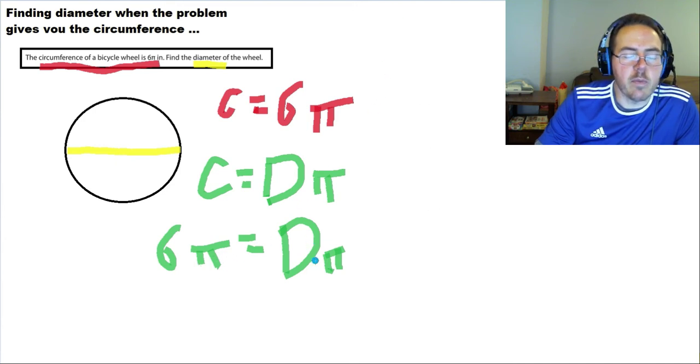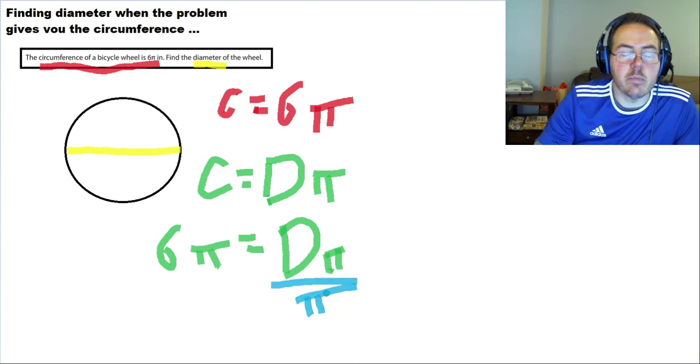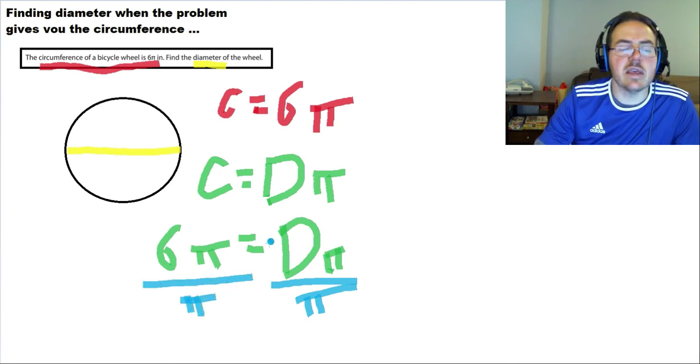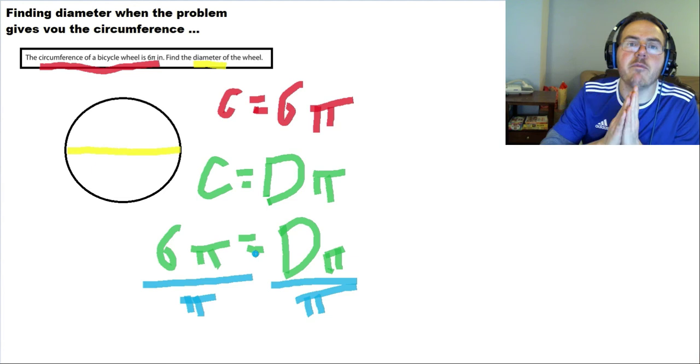Both sides are being multiplied by pi. If I want the diameter by itself, I have to divide. I have to do the opposite. So what's the opposite of multiplying by pi? Let's just divide by pi. But whatever I do to one side, I have to do to the other side, because the equal sign is a symbol of balance.